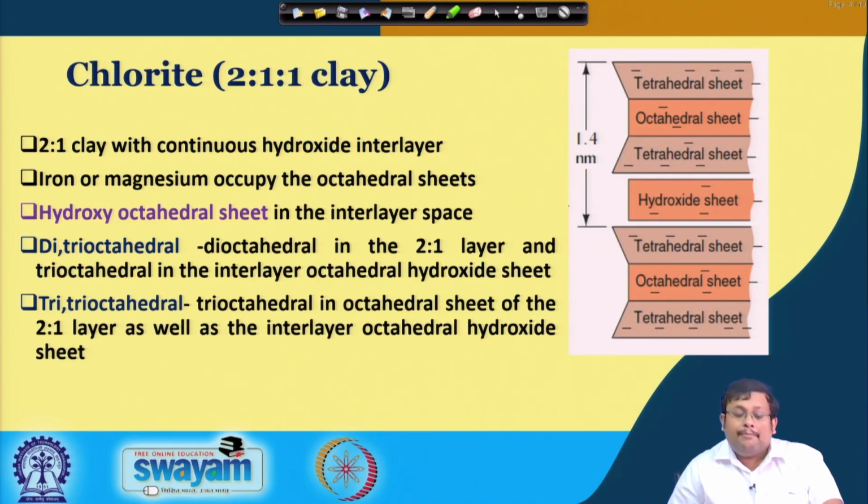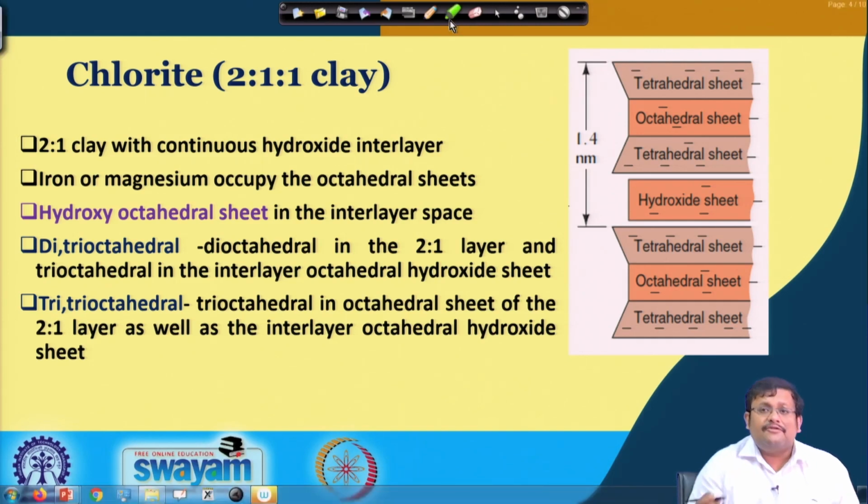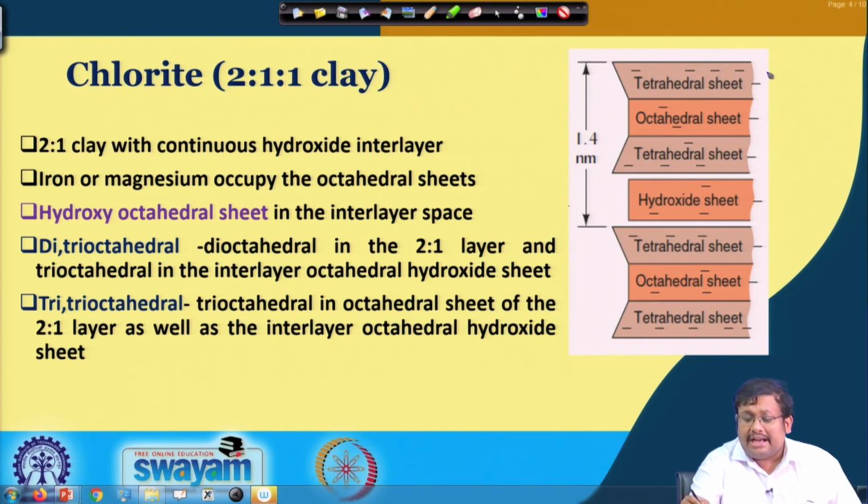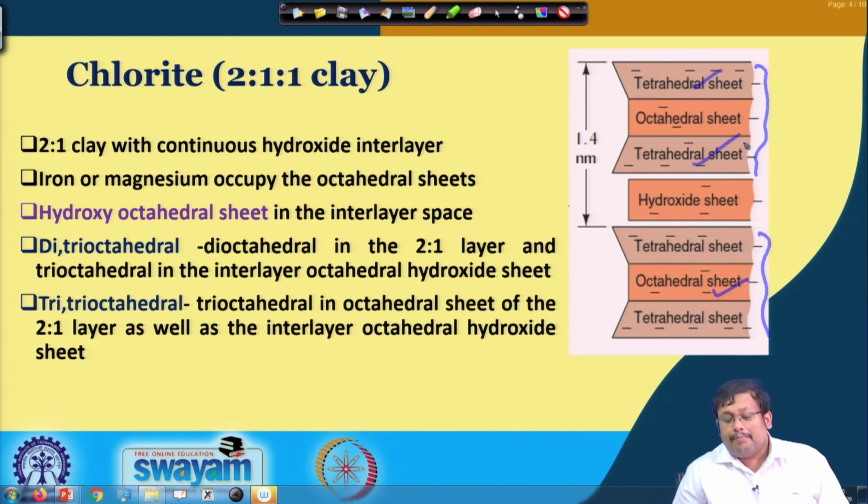So, another very important mineral is known as chlorite, and the structure of chlorite is specific. We designate the structure of chlorite as a 2:1:1 type of clay, or sometimes we call it a 2:2 type of clay also. So, what are the features of chlorite? Basically it has the 2:1 type of layer, an octahedral sheet sandwiched between two tetrahedral sheets, just like any other 2:1 type of clay mineral.